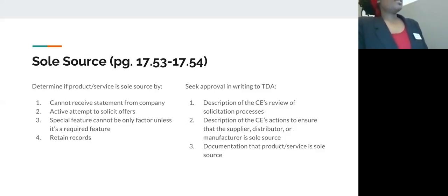Provide a description of the CE's review of solicitation processes, as well as a description of your actions to ensure that the supplier, distributor, or manufacturer is in fact sole source, along with documentation that the product and service is sole source. So just really having that backup as to why you chose that procurement method. Again, a lot of times, if it's not sole source, it may just be inadequate competition.